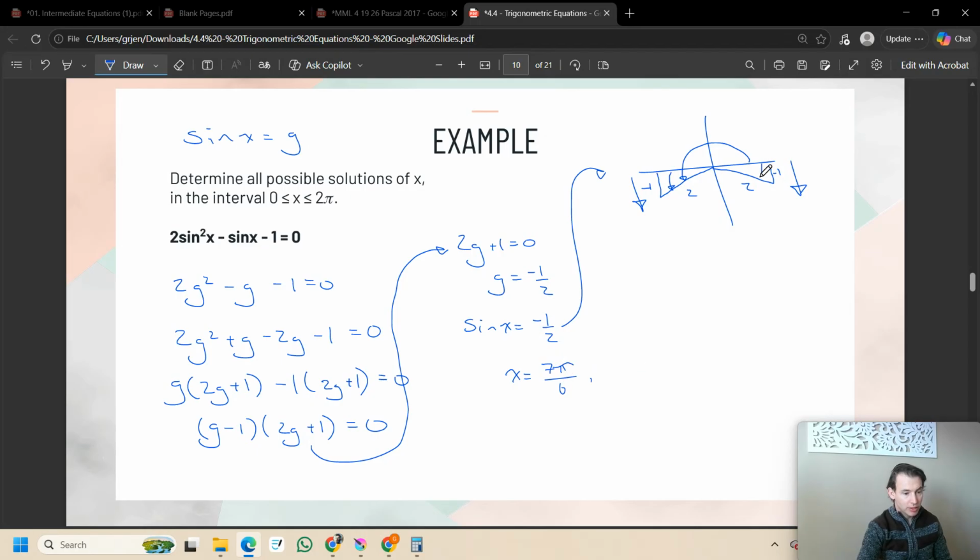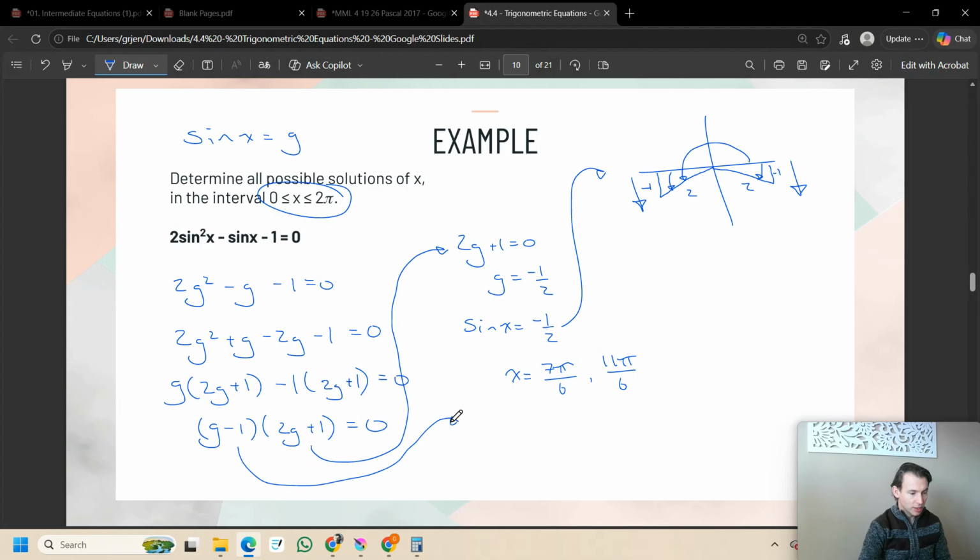And this one is pi on 6 less than 2 pi. So that's 11 pi on 6. And those are both within this range. So that's good. Okay. And then how about this one?